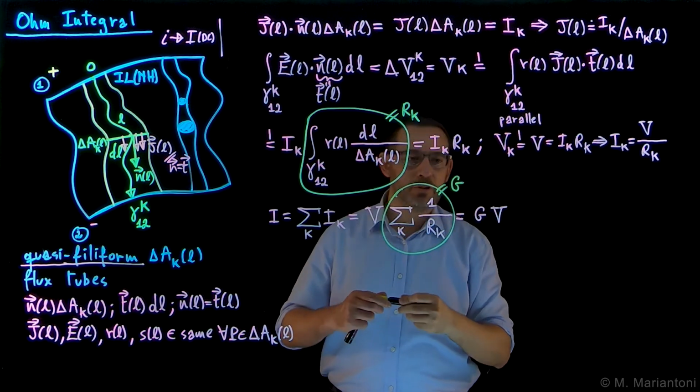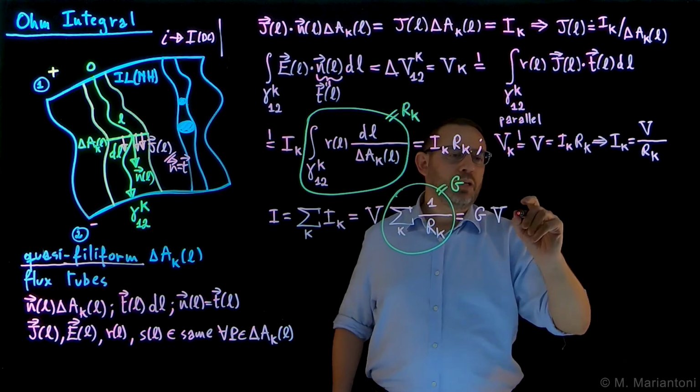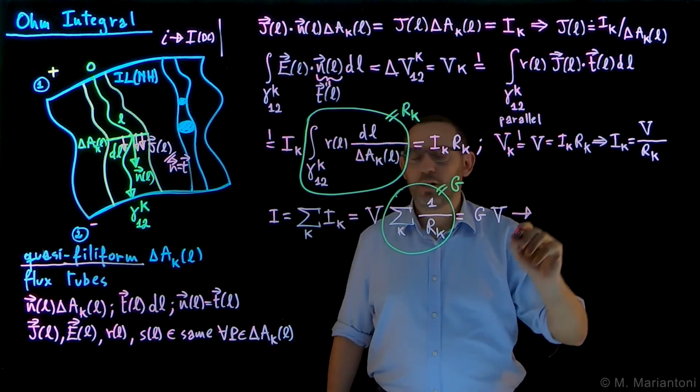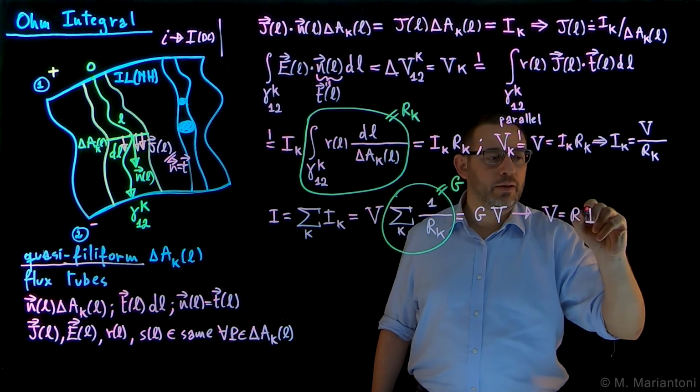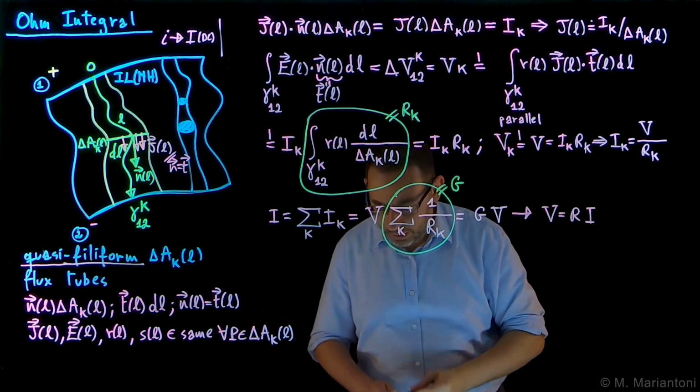Okay, but since the sum is already the total G. And so if you want, you can invert this relationship and you can write V equal 1 over G, that is R, times I. And this is the integral form of the well-known Ohm's law.